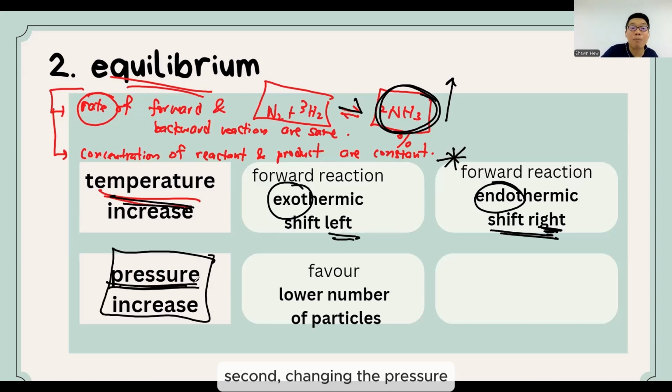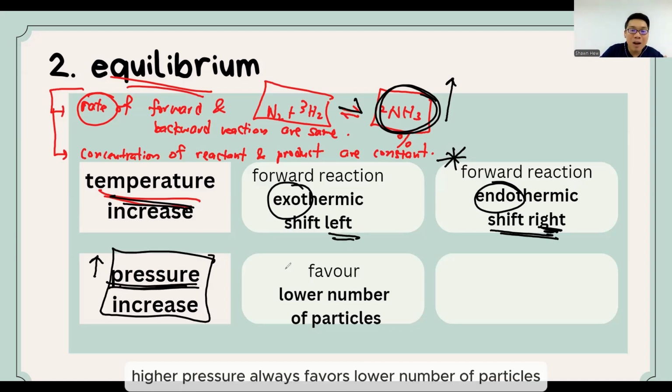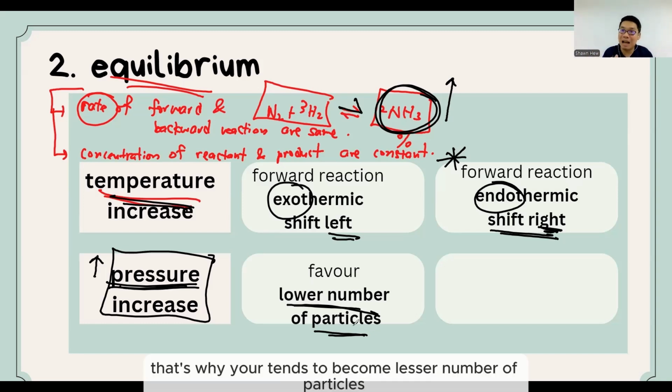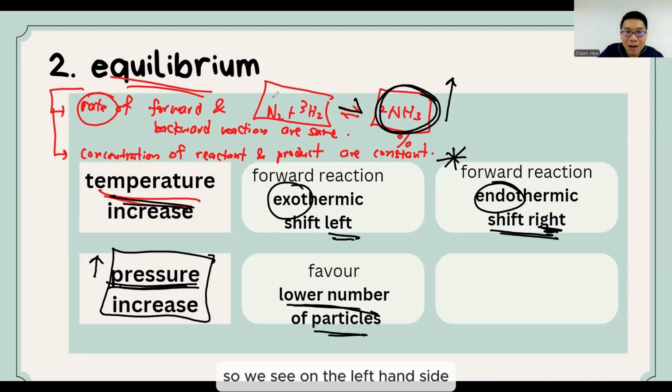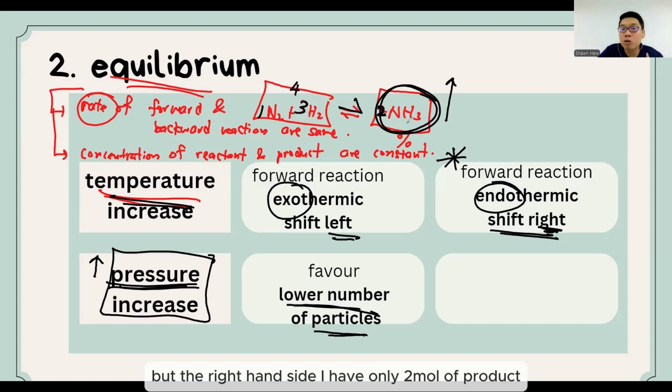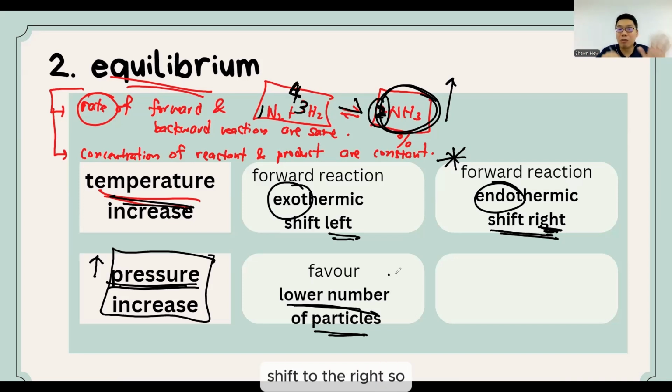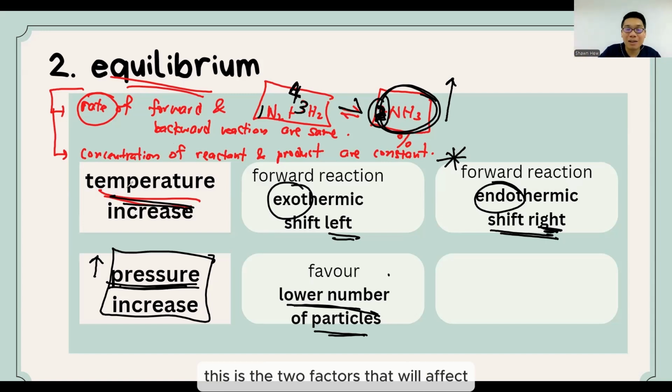Second, changing the pressure. Higher pressure always favors lower number of particles, because when I increase the pressure, you have a lot of particles, then it's very squeezy. So that's why it tends to become a lesser number of particles. So we see on the left hand side, we have 1 mole of nitrogen and 3 moles of hydrogen, so total 4 moles. But the right hand side, I have only 2 moles of product. So if I increase pressure, they will tend to choose 2. That's why it shifts to the right. So these are the 2 factors that will affect the changes in equilibrium.